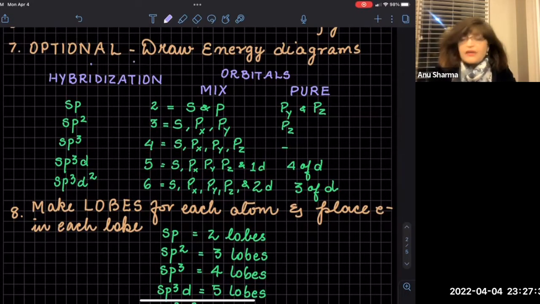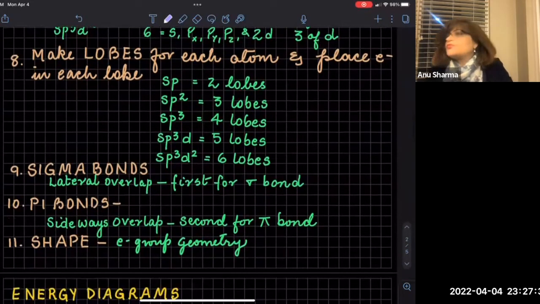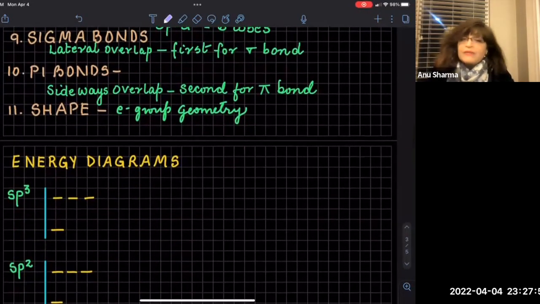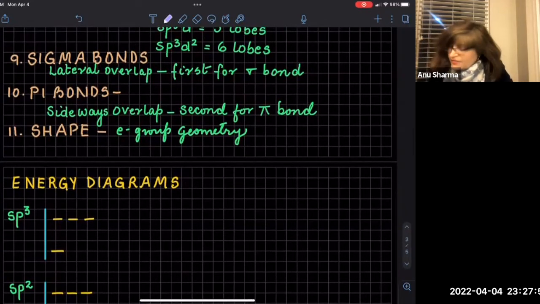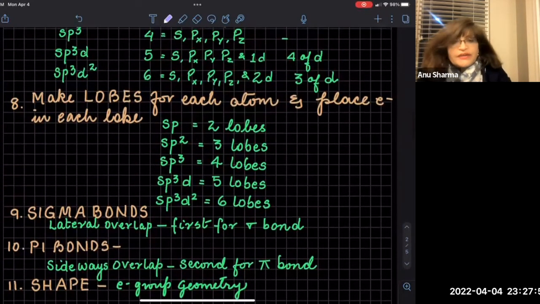Now, once you get that, you are going to make the lobes. You're going to make the lobes for each atom, and you're going to place the electrons in each lobe. So sp stands for 2 lobes, sp2 means 3 lobes, sp3 is 4 lobes, sp3d is 5 lobes, and sp3d2 is 6 lobes. So it's very important here. Next, after you have identified the lobes and the hybridization, you're going to do the lateral overlap.